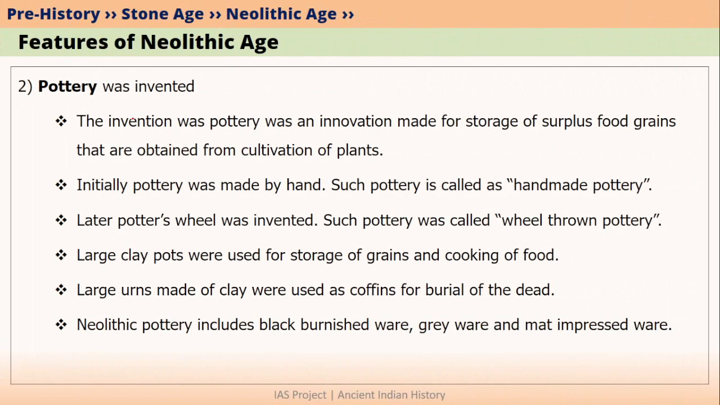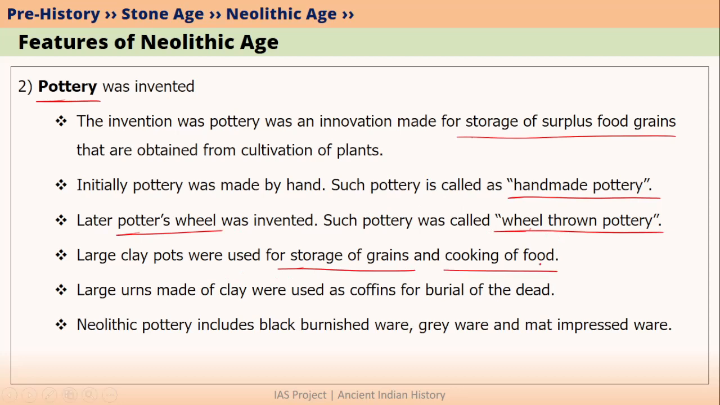Another important feature of Neolithic age was that pottery was invented during this period. Pottery was mainly invented so that surplus food grains can be stored. Pottery was generally of two types. One which was made by hand was called handmade pottery and one which was made on potter's wheel was called wheel thrown pottery. They used pottery mainly for storing grains as well as cooking food. They also used large pots or large urns mainly for burial of dead. They used these large urns as coffins.